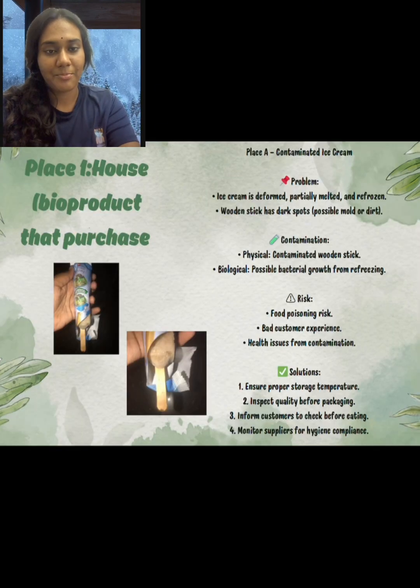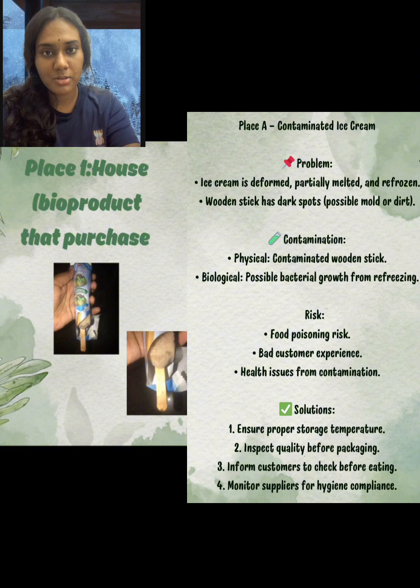Let's look at some real examples of food contamination and their associated risks and solutions. Place A, contaminated ice cream, which was found in my house, bought by me. Looking at this image on the slide, you notice that the ice cream is deformed, partially melted, and appears to have been refrozen. There are also dark spots on the wooden stick, which might be mold or dirt.